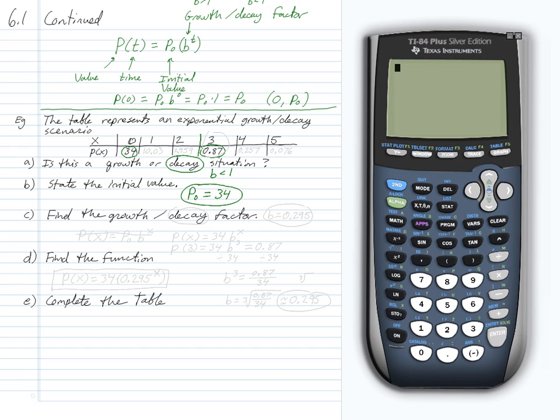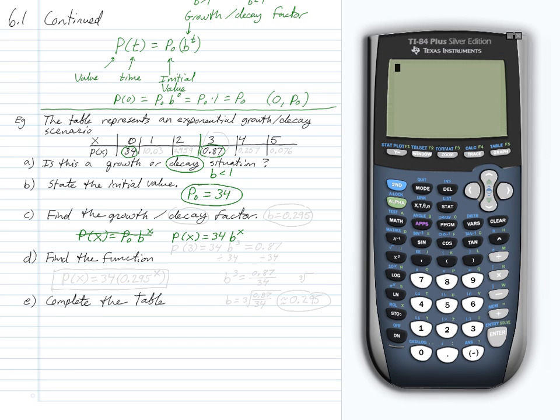So we're on our way to being able to figure out the formula for this situation. To do that, we're going to need to figure out exactly how much our amount is growing or decaying every time period. So, what do we know so far? We know that P of x is going to look something like P sub 0 times b to the x, and we already know what P sub 0 is. Let's instead write this as P of x equals 34 times b to the x.